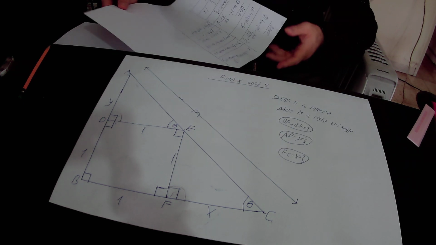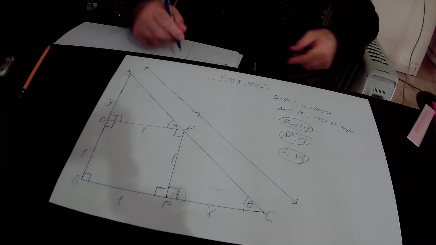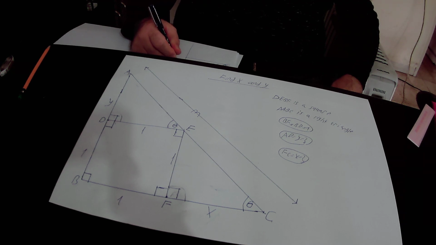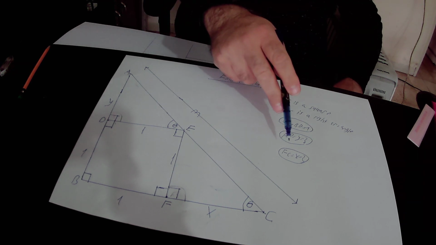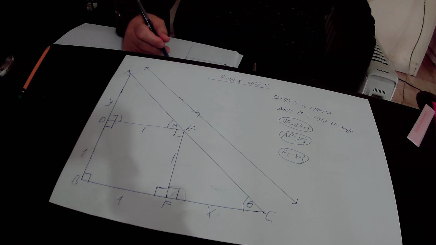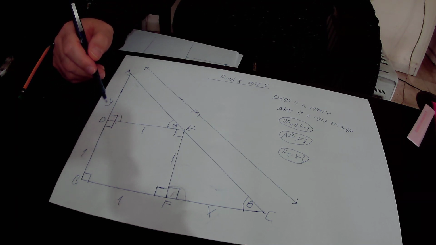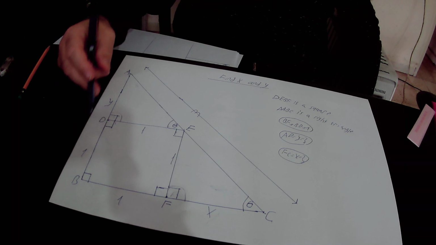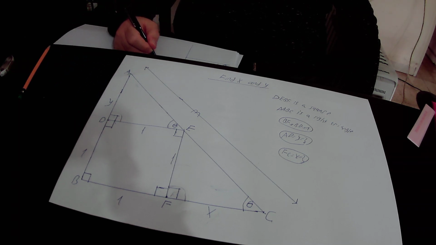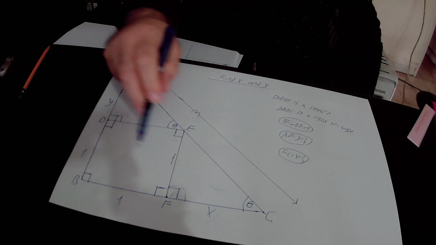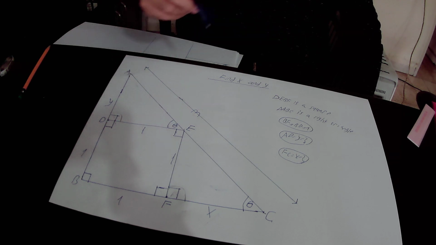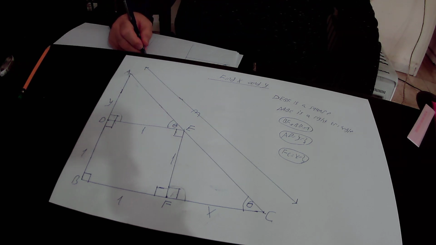So according to equation number 4, AC squared, where AC equals 3 units as given, will be equal to 3 squared, which is 9. And 9 equals AB squared. AB equals Y plus 1, therefore AB squared will be equal to Y plus 1 squared, plus BC squared. BC equals X plus 1, therefore BC squared will be equal to X plus 1 squared.